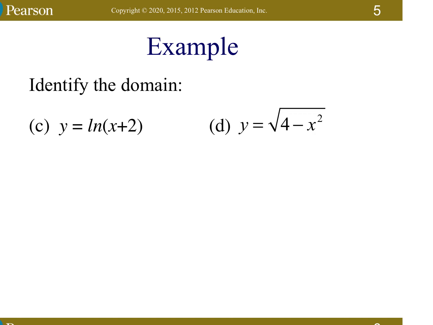So what number would cause the interior to be 0? Negative 2. So we have to exclude negative 2. Okay, what numbers would cause the interior to be negative? Anything less than negative 2. So what are we going to keep? Everything above negative 2 is allowed.